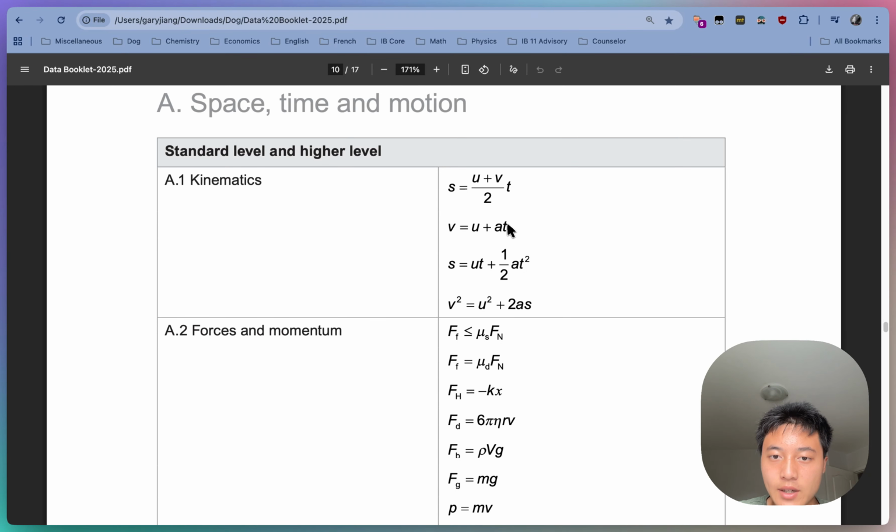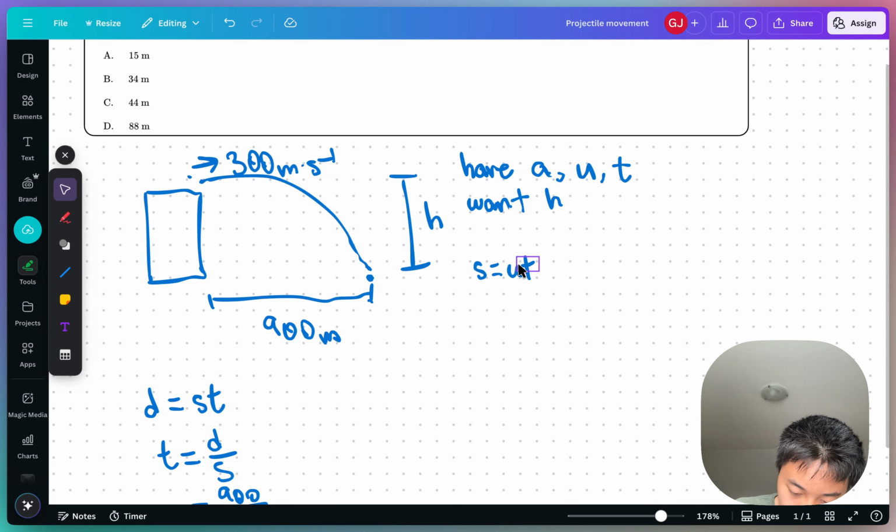Okay, so now we can look at our formulas for kinematics. And we don't have final velocity, so we don't use this one. We don't have final velocity, or we don't want it, at least. We have all the other variables. The third one works because s is the height, or the distance. We have u and t and we have a, so we're going to use this one. s equals ut plus 1/2 at squared. And now we can just plug everything in.